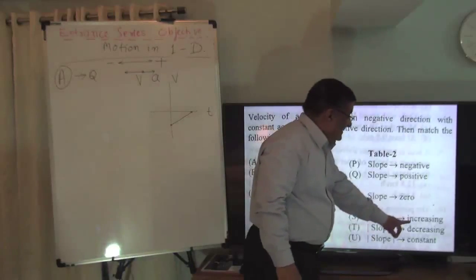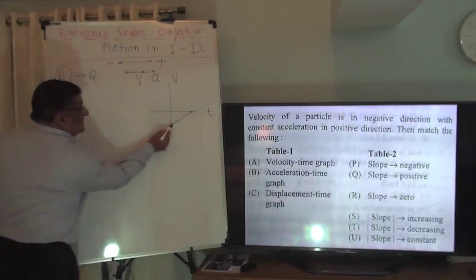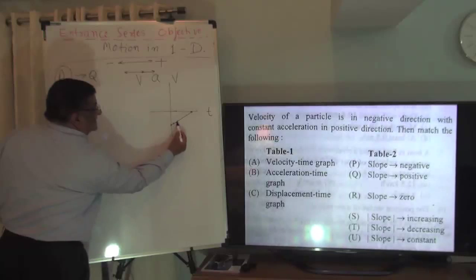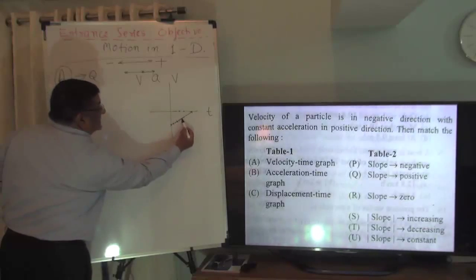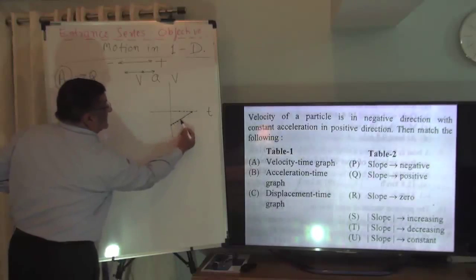Then, slope is increasing, decreasing or constant. What does it mean? It means the slope during this time is this, the slope during this time is this, the slope during this time is this. Is there any difference in this slope?